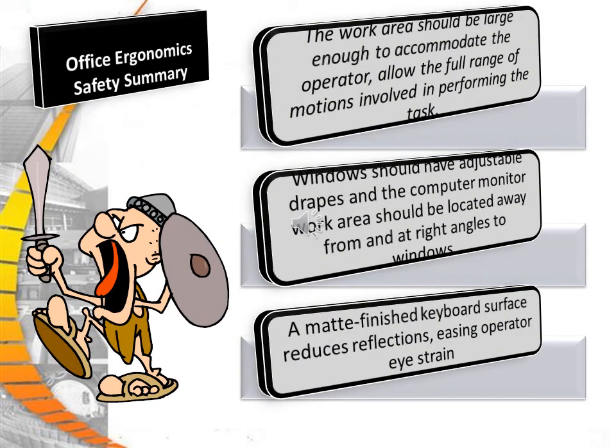The work area should be large enough to accommodate the operator, allowing for a full range of motions involved in performing the tasks. Windows should have adjustable drapes, and the computer monitor work area should be located away from and at right angles to the windows. A matte finish keyboard surface reduces reflections and eases the operator's strain.